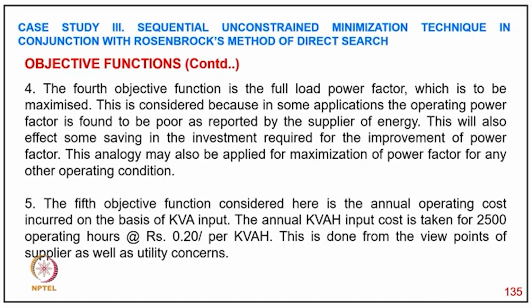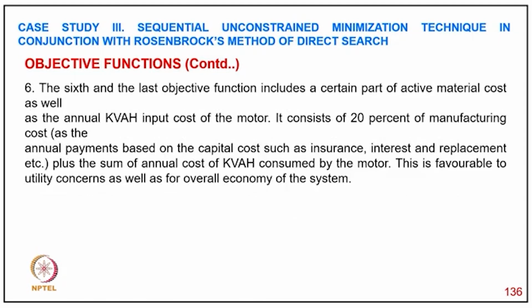The fifth objective function is considered as the annual operating cost on the basis of kVA input. The annual kVA cost is taken for 4250 hours at the cost of 0.25 per kVA hour. This is done from the viewpoint of the supplier as well as the utility concern.